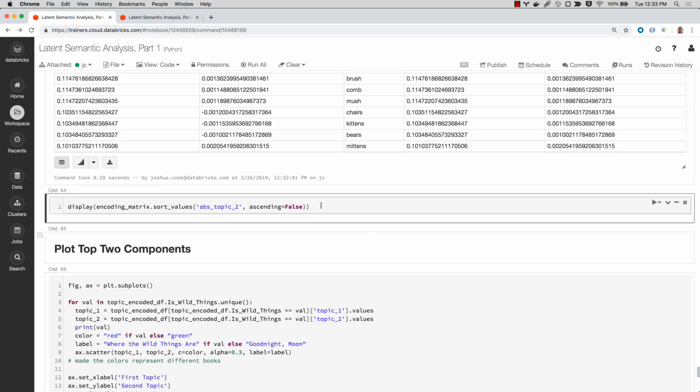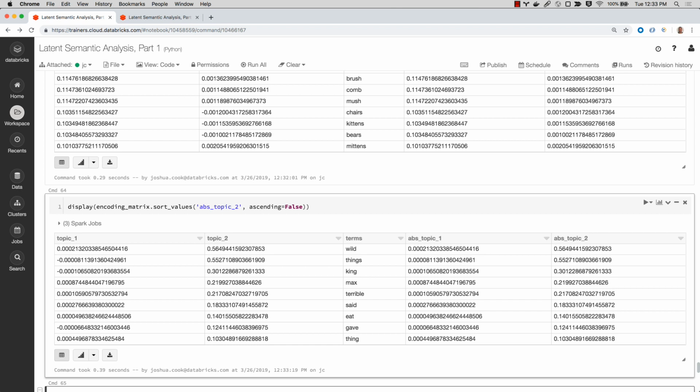Let's look at the absolute values of the numerical expressions for topic 2. As expected, topic 2 refers to where the wild things are. Again, notice that the two most important words here are from the title of the book, wild and things.